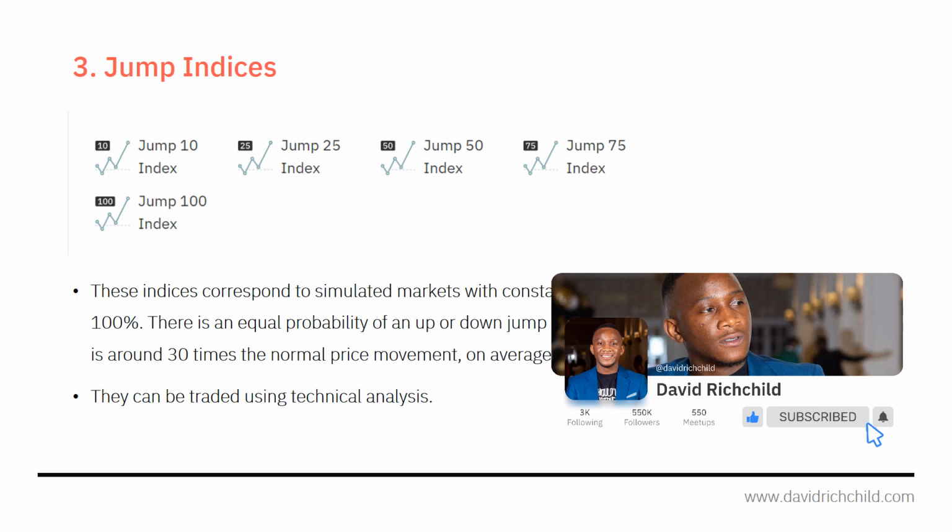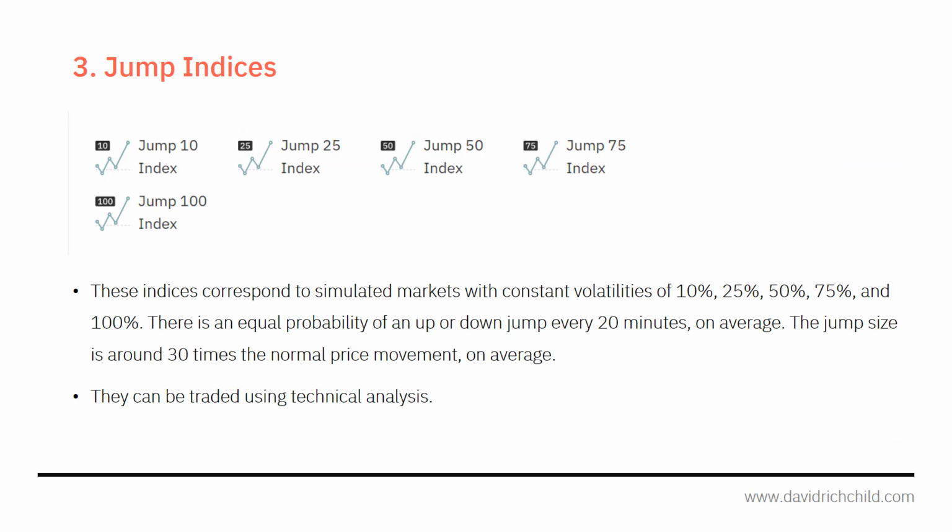Jump indices correspond to simulated markets with constant volatilities of 10%, 25%, 50%, 75%, and 100%. There's an equal probability of an up or down jump every 20 minutes on average. So the price can jump up or jump down every 20 minutes. The jump size is around 30 times the normal price movement on average. They can be traded using technical analysis as well.